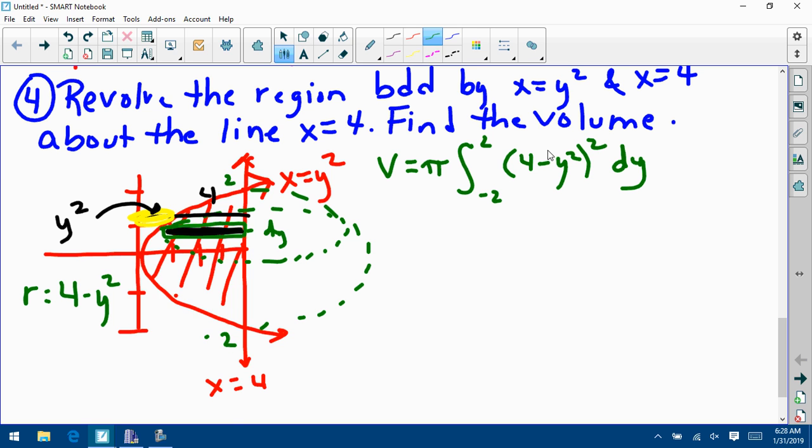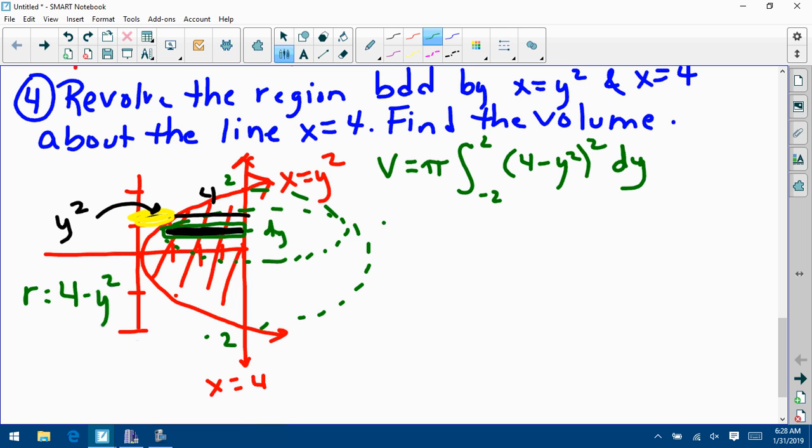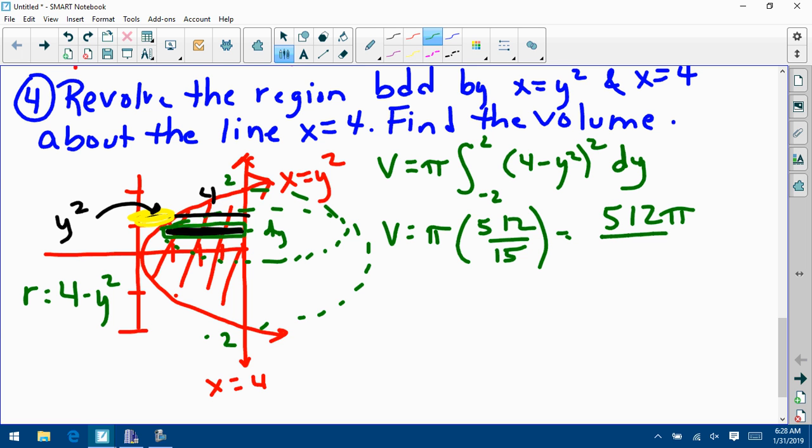Okay, so again, you could square this out. We could definitely do that by hand. Let's use Math 9 instead. So in Math 9 it's going to be 4 minus, we can't use y, so x squared, comma x, comma -2, comma 2. If I was doing it by hand, I probably would do my double 0 to 2 trick. But this comes out to be, math frac, 512 over 15. So volume is pi times 512 over 15. Don't forget that pi in your answer. 512 pi over 15.